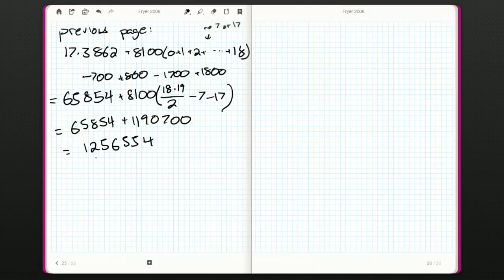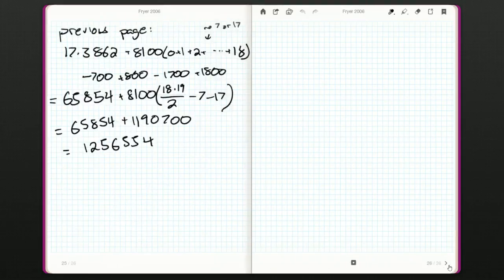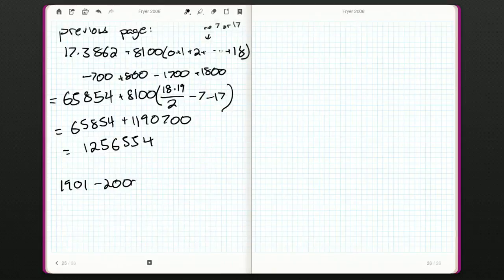So we have 1,256,554 from the previous page. Where did we leave off? We have to do 1,901 up to 2,000. So that's 3862 plus 81 times 1,900. And 2001 up to 2006.